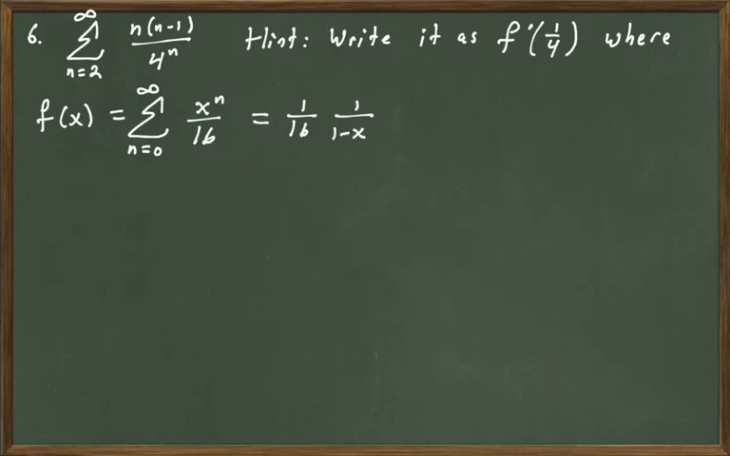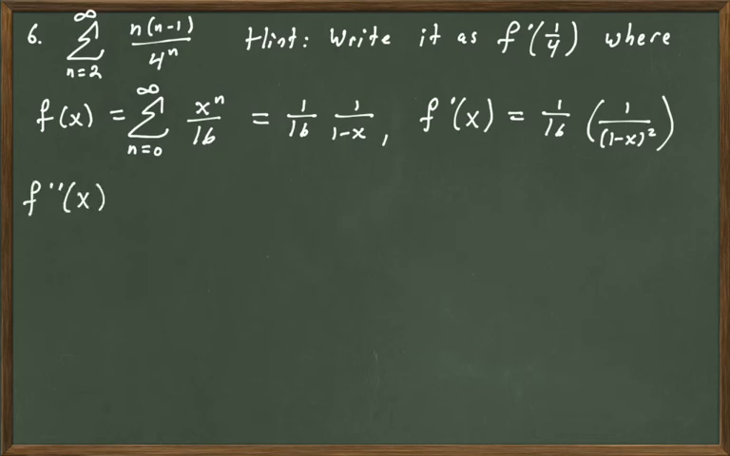So from previously, we just figured this one out. This infinite series is 1 over 16 over 1 minus x, provided the absolute value of x is less than 1. And we found the derivative not too long ago either, so the derivative of that was 1 over 16 times 1 over 1 minus x squared.